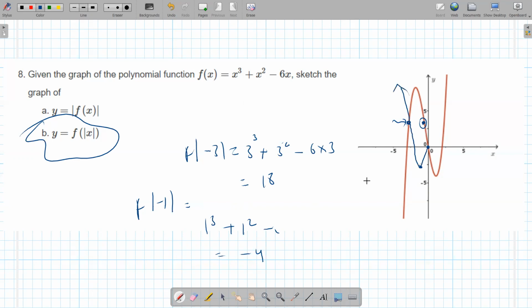Oh, okay. And for f of -3, why did you remove the negative when you're putting it in? Because the absolute value of -3 is +3.